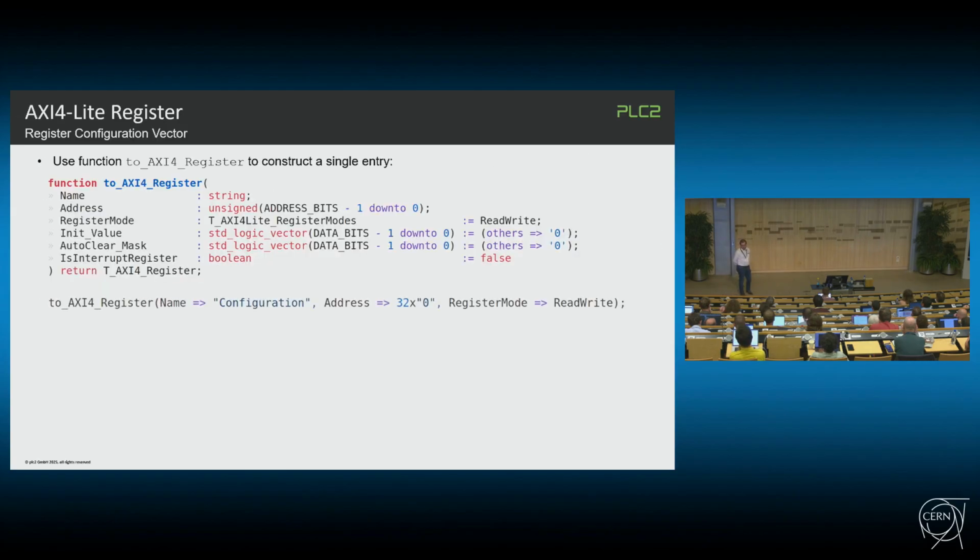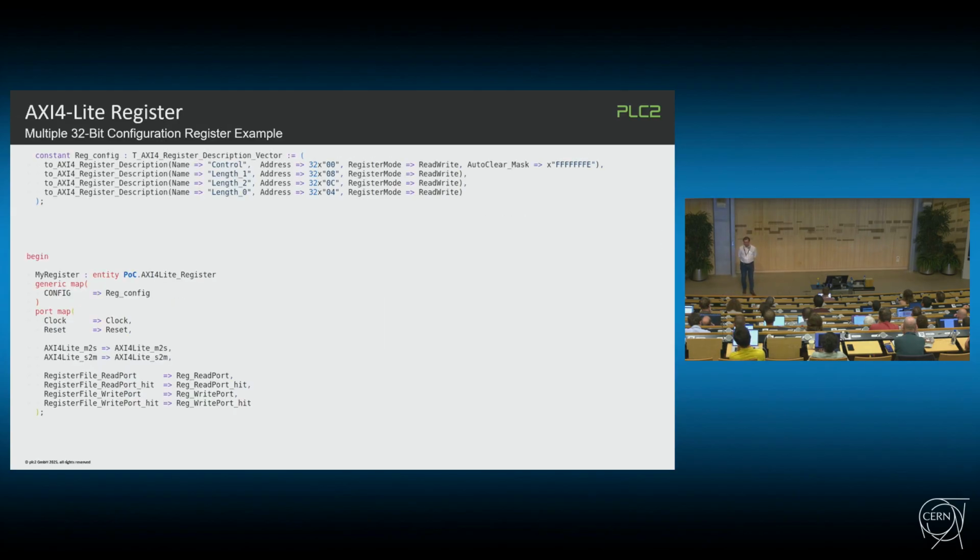So going to the description, it looks like this. We set up a constant with our configuration, which is a register description vector. And then we call our helper functions to AXI for register description. We give it names, addresses, and modes, and then it's defined. We hand it over to our generic description of the register. That's it.